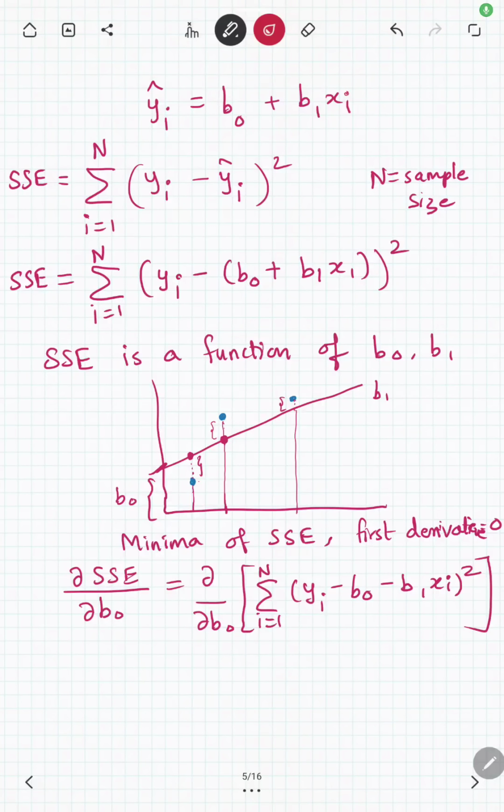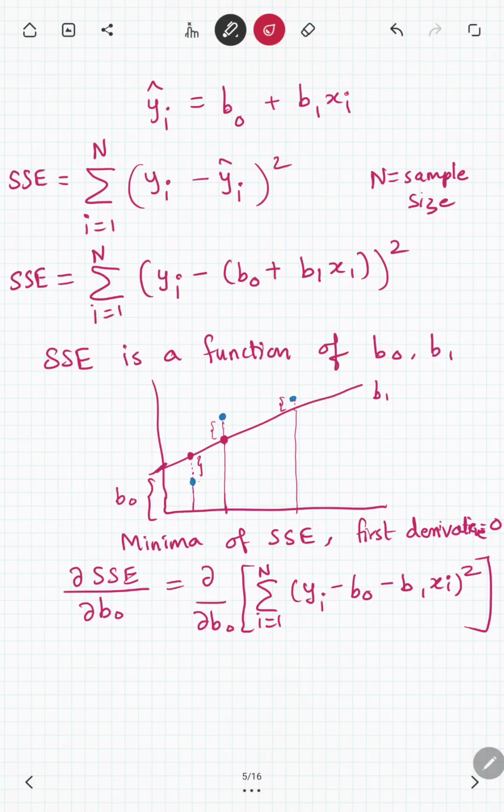Everyone. So in this video we'll discuss the derivation for the closed form formula of b0 and b1, basically the coefficients of the univariate linear regression model. Okay, so this is a univariate linear regression. There is only one independent variable, that is x, and there is a dependent variable y.